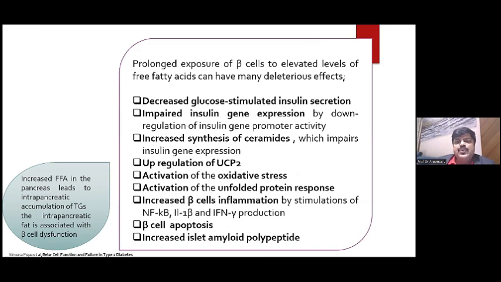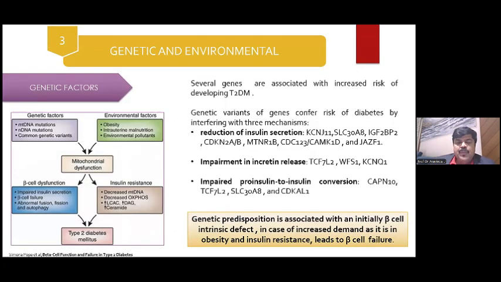So, the prolonged exposure of beta cells to elevated levels of free fatty acid can have many deleterious effects like decreased glucose stimulated insulin secretion, impaired insulin gene expression, increased synthesis of ceramides, upregulation of UCP2, activation of oxidative stress, activation of the unfolded protein response, increased beta cell inflammation, beta cell apoptosis, and increased islet amyloid polypeptide.